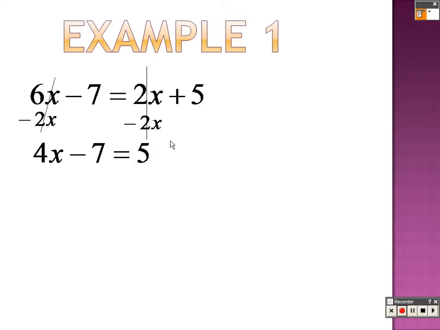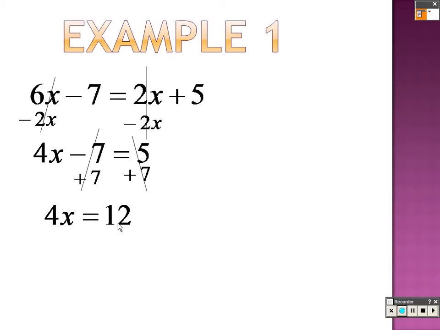Because I moved all of my x's over to this side, now I'm going to move all my numbers over to the right side. Since this is a minus 7, I'm going to add 7 to both sides. The 7's cross out. So all I have left on this side is a 4x, and we have a 12 left over on the other side, since 5 plus 7 is 12.